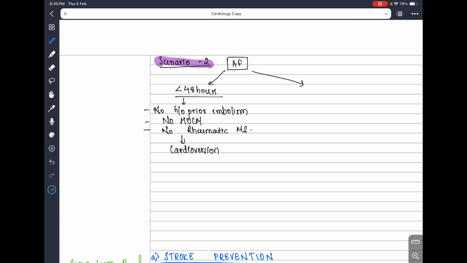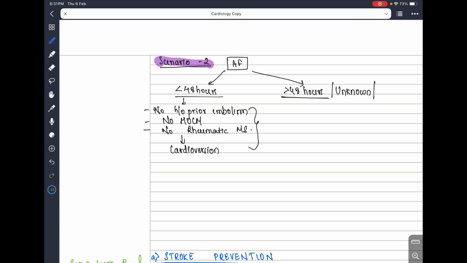However, if the duration is more than 48 hours, it means that the thrombus may have already formed. If you do cardioversion in this patient, you might cause embolic events. Therefore, what will you do? If the duration is more than 48 hours, or you do not know since when the patient has had AF, or the patient has these risk factors, like prior embolism, hypertrophic cardiomyopathy, or rheumatic MS.